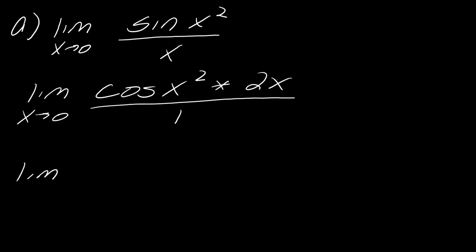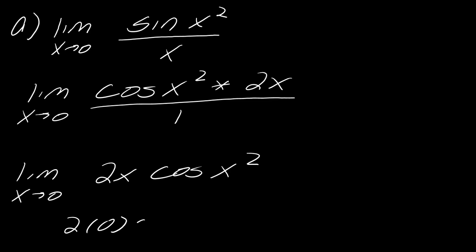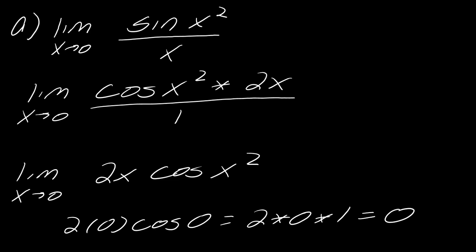Looking at what I'm left with, I've got 2x times cosine of x squared. So what happens if I plug 0 into this? Well, now I'll get 2 times 0 times cosine of 0, which is just going to be 2 times 0 times 1. So this will just equal 0. And so there we go.